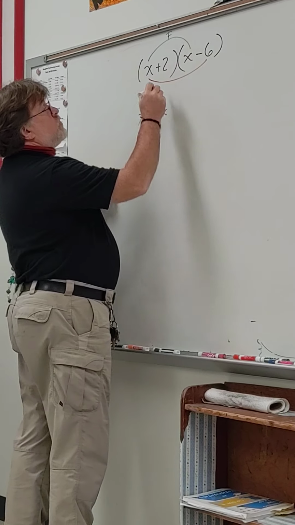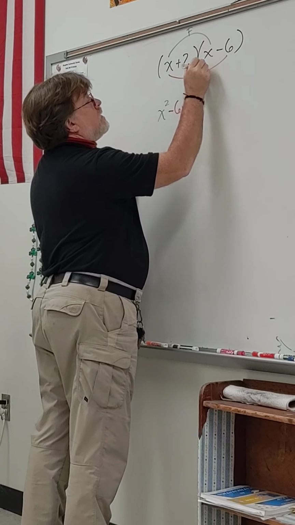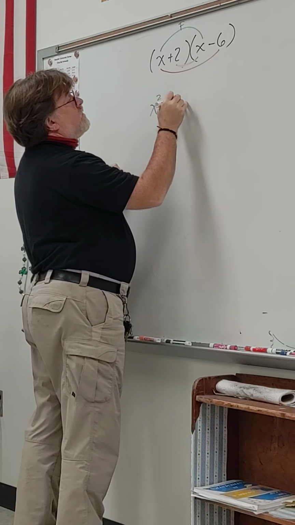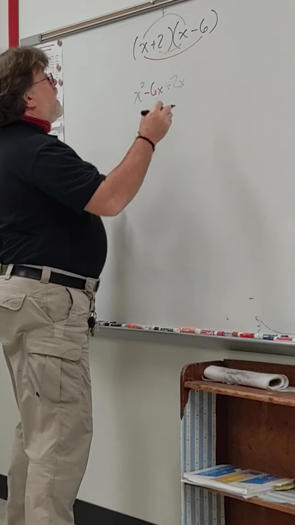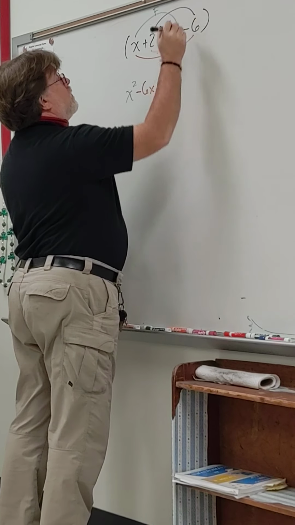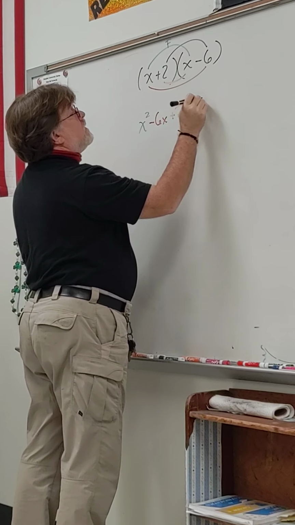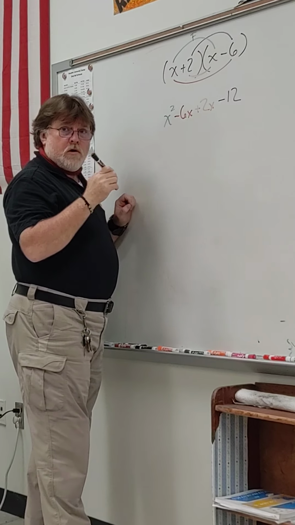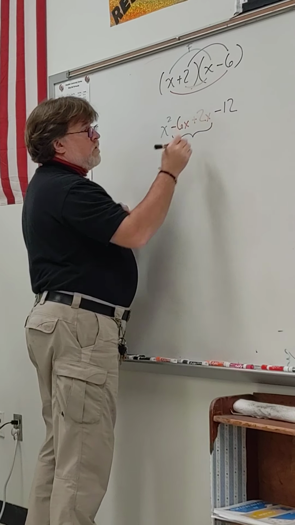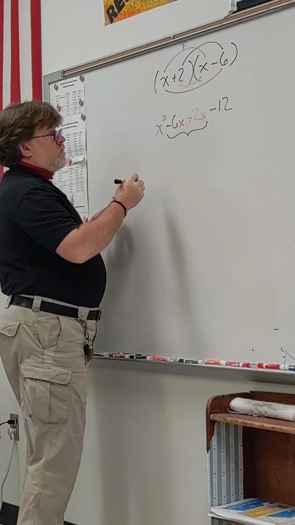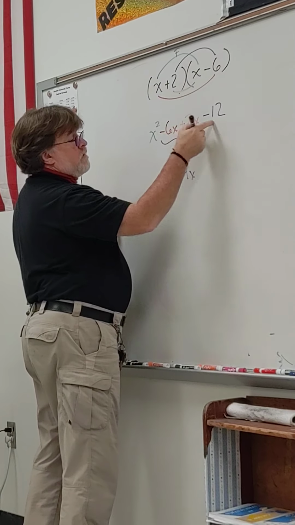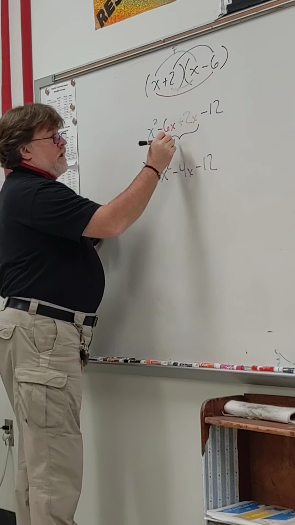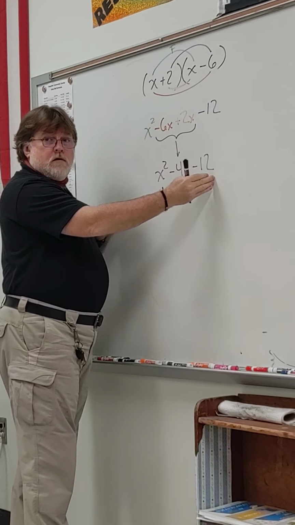And then you're going to multiply the 2 on the inside. And so that's going to be 2 times x is 2x. And then you're going to multiply the last 2. And so that's going to be 2 times negative 6 is negative 12. And almost always, you're going to have these two in the middle, and you're going to combine like terms with those. And so then you're going to have x squared minus 4x minus 12. And so that's going to give you your quadratic.